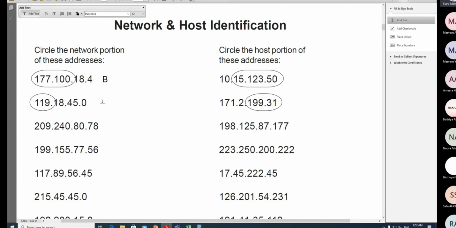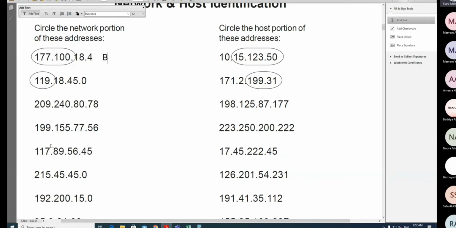So how many bits for the network in class B? 16. So it means the first two octets, the first two portions, because this is the first block and this is the second block. So two blocks are reserved for the network. So this is your network portion.